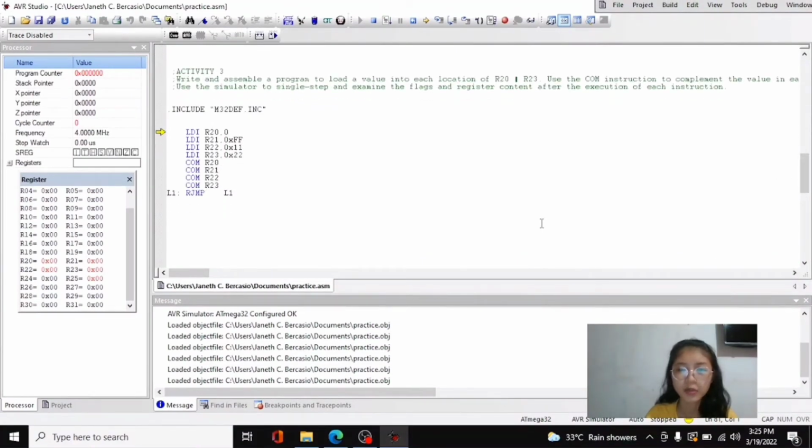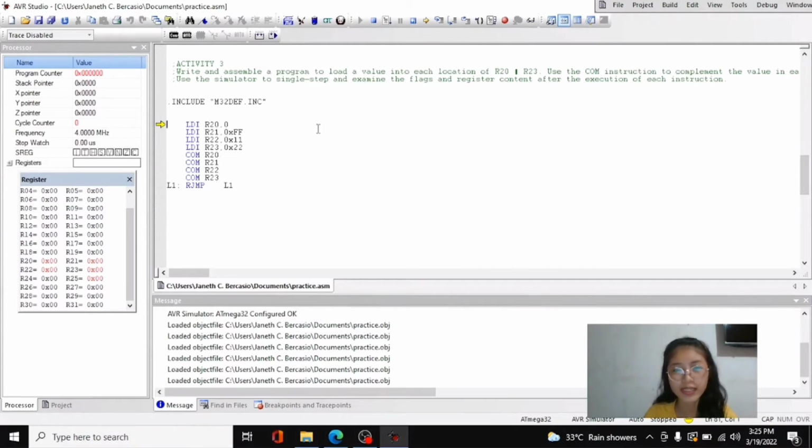So write and assemble a program to load the value. Okay, so the program in activity 3 is already given, so I will just simulate it to examine the status registers or the flags after executing each instruction. But the first thing that I will do is to get the equivalent binary of this data for the sake of better discussion of why we are getting such conditions from our status registers.